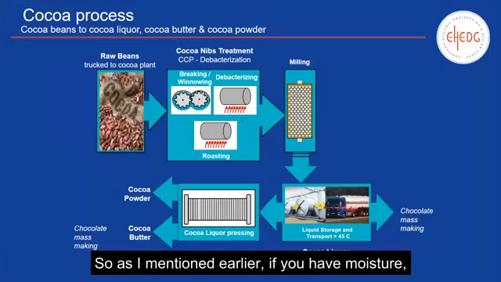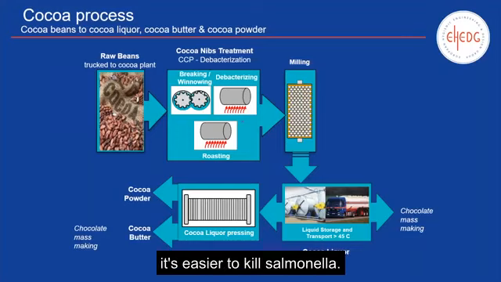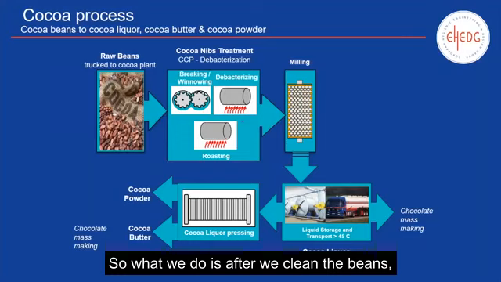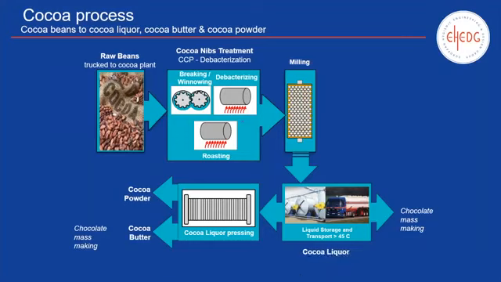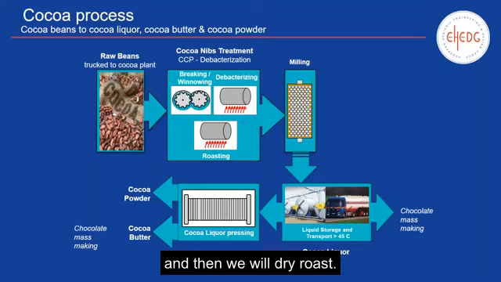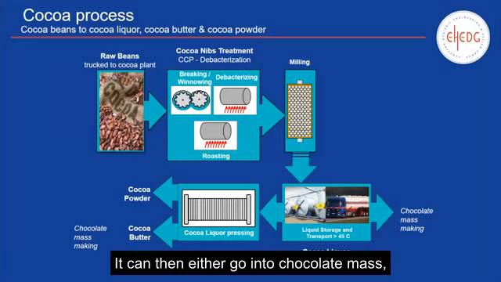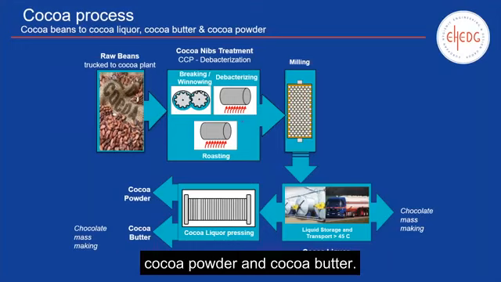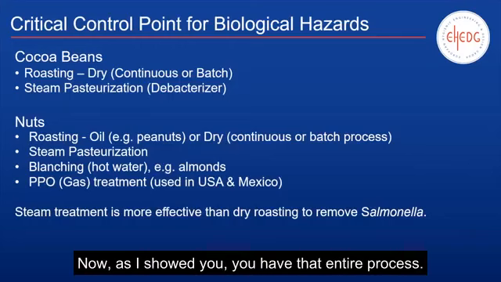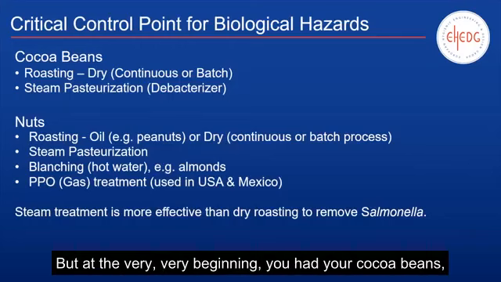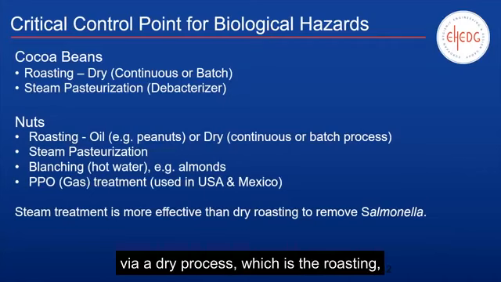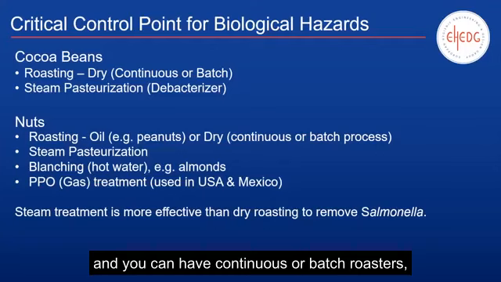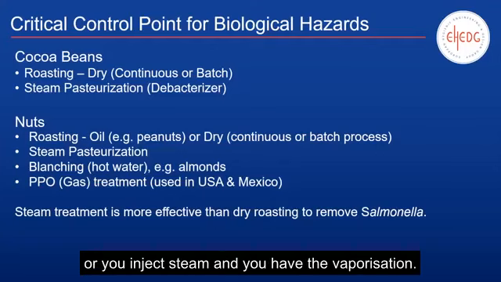So as I mentioned earlier, if you have moisture, it's easier to kill salmonella. So what we do is after we clean the beans, we will inject moisture in the form of steam in order to kill the salmonella, and then we will dry roast. Cocoa liquor can then either go into chocolate mass, or it can be separated into cocoa powder and cocoa butter. As I showed you, you have that entire process, but at the very beginning, you had your cocoa beans. And here, you would either remove the salmonella via a dry process, which is the roasting, and you can have continuous or batch roasters, or you inject steam and go through bacterization.